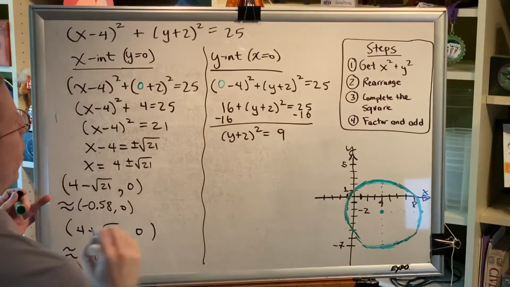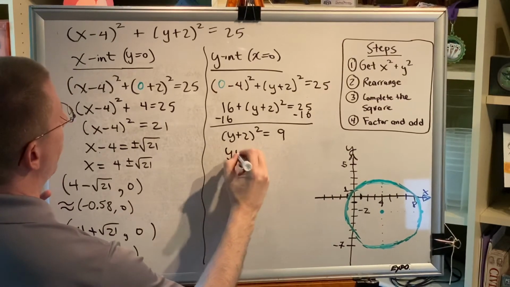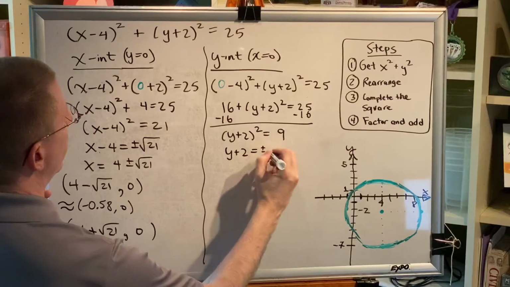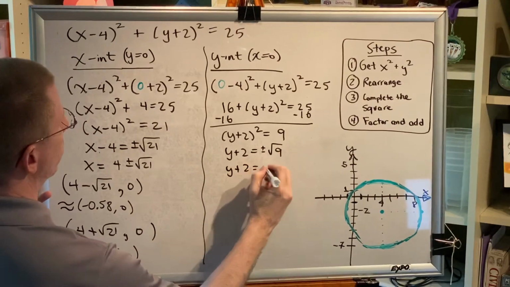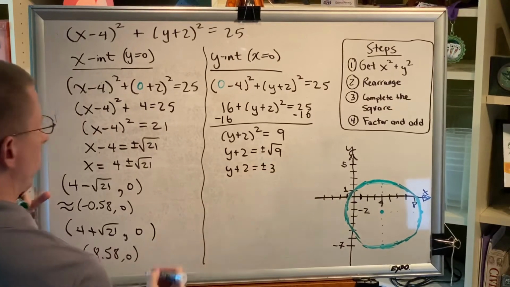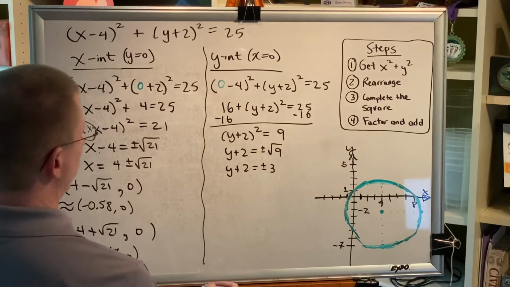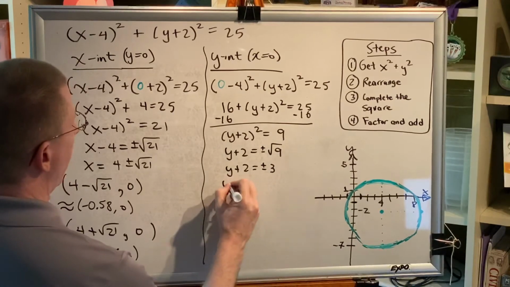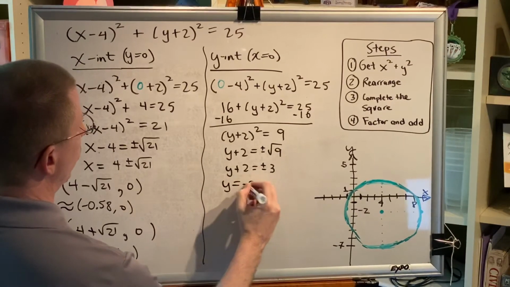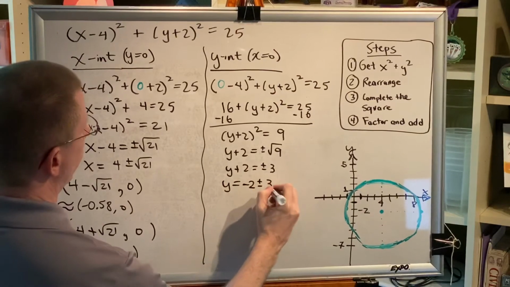Use the square root property from intermediate algebra. y + 2 equals plus or minus the square root of 9. y + 2 equals plus or minus 3. This represents two different values, one for the plus and one for the minus. Let's move the 2 to the other side. y equals negative 2 plus or minus 3.